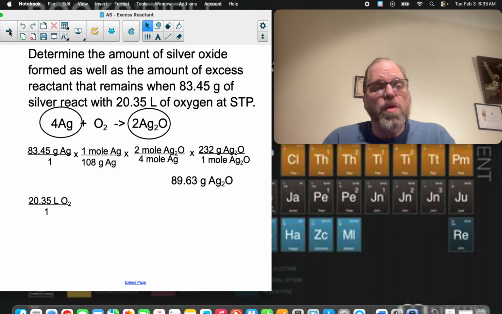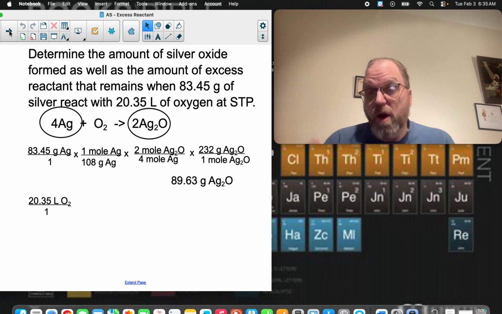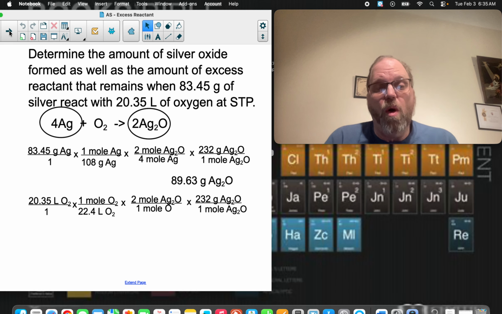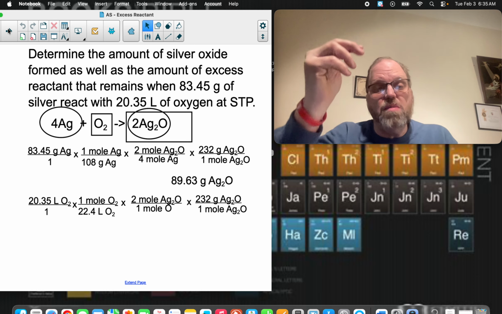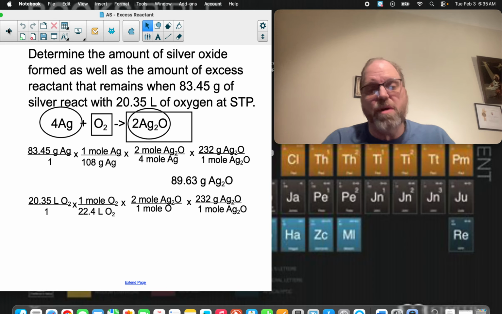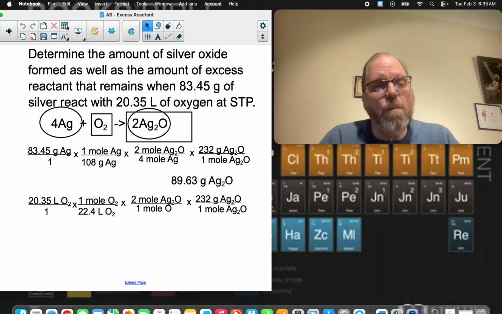So we're going to take the 20.35 liters of oxygen. Now that's volume, and we are at STP. So we're going to do 1 mole of oxygen is 22.4, and we're looking at oxygen and silver oxide. So that's 1 to 2. So 2 moles of silver oxide over 1 mole of oxygen. That should be O2 there, I apologize. And then again, the same mass, 232 grams of silver oxide over 1 mole. Take 20.35 times 2 times 232 equal, divide by 22.4 equal. For sig figs, we're going to get 421.5.